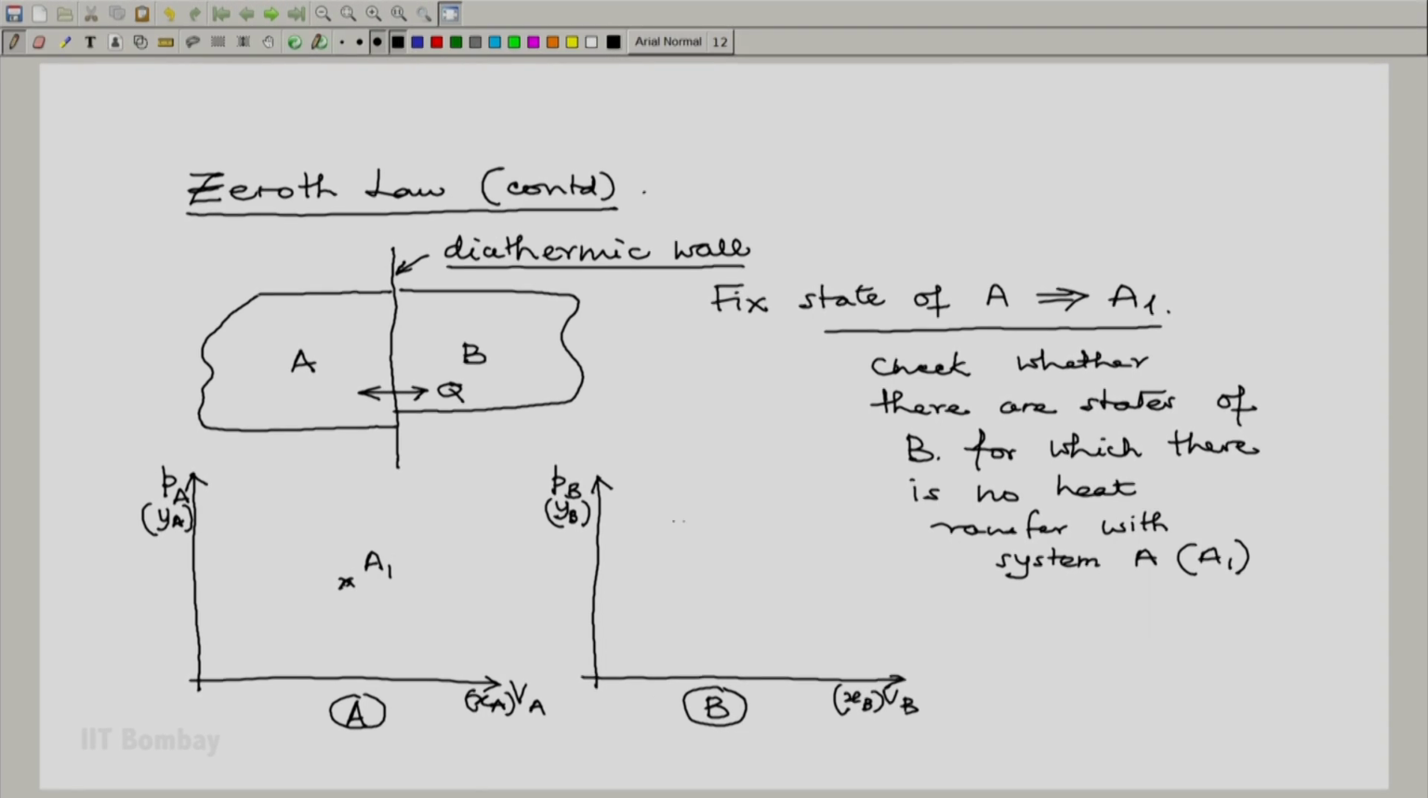What we do is we experiment with various states of system B. Bring those states in contact with the specified state of A, A1, across a diathermic wall, and we may discover that there is one state here, let us call it B1, such that when A is in its state A1 and B is in its state B1, in spite of the separating partition being a diathermic wall, the heat transfer is 0.